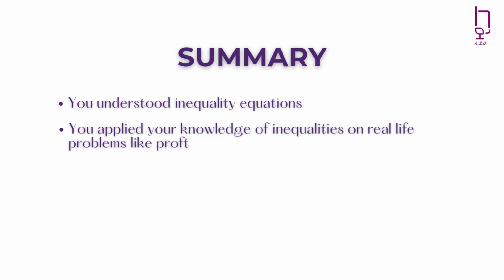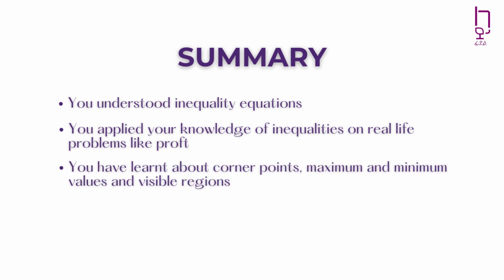We have looked at the profit example. We have looked at some important concepts such as corner points. Remember, they help us find the maximum or minimum value of an equation. Remember what a visible region is. A visible region is a shaded region where two or more equations or inequalities share. And the visible region will give us the solution for systems of inequalities.